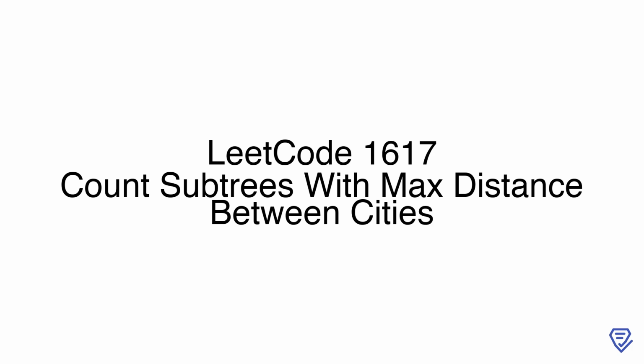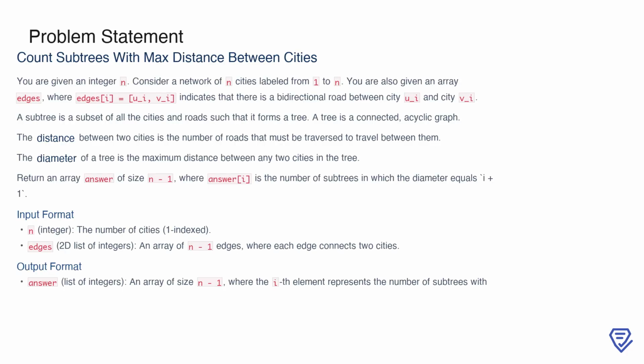Welcome! Today, we'll dive into LeetCode problem number 1617, count subtrees with max distance between cities. This fascinating problem challenges us to analyze subtrees and calculate their maximum distances. Let's explore the problem, break it into manageable steps, and discover an optimal solution. Stay tuned! In this problem, you are tasked with analyzing a network of cities.